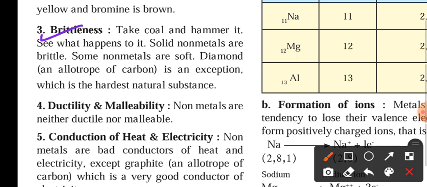Next is brittleness. They are brittle. We have already discussed the word brittle, so they are brittle in nature. The exceptional case is diamond, an allotrope of carbon, one of the hardest materials existing on the earth. It has the highest density. Ductility and malleability: non-metals are neither ductile nor malleable. They are non-ductile, non-malleable. Non-ductile means they cannot be drawn into wires. Non-malleable means we cannot beat them into thin sheets.